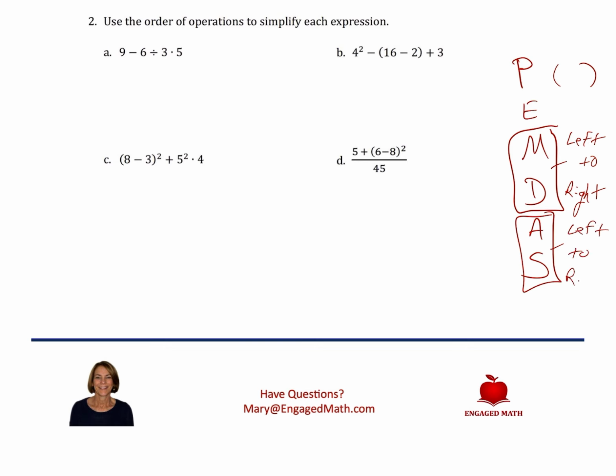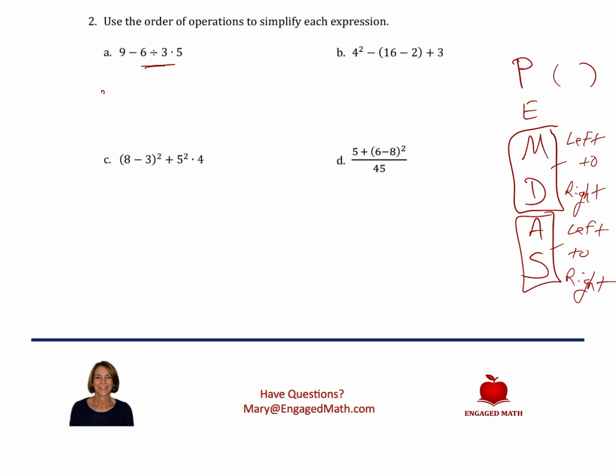So keep that in mind as we do these problems. They often result in common errors. Okay, let's look at the first one. The first thing that we see is 6 divided by 3. Notice we're going to do 6 divided by 3 first because division comes before multiplication if it comes first as you're working left to right.